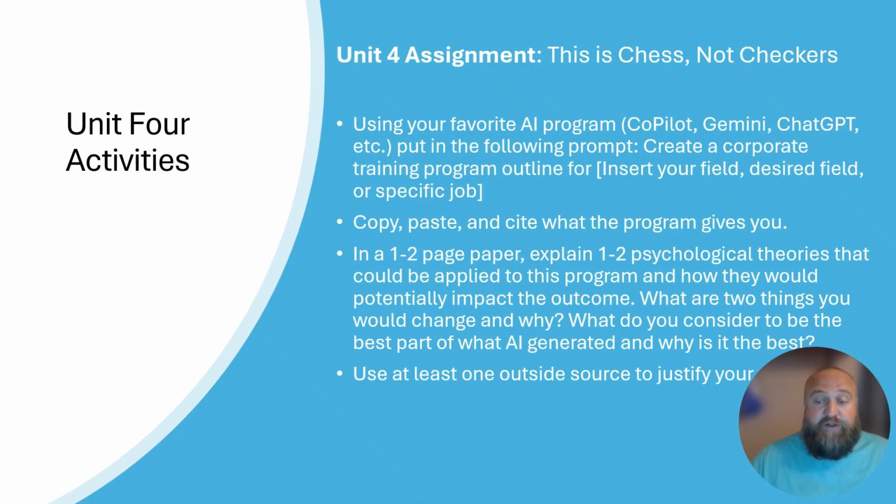Of course, if you do need additional help, I'm here, and then the Writing Resource Center with Herzing University is a wonderful resource as well. All right, so for this paper, title page, then we're going to copy and paste the prompt that is given to you. Then you're going to write a 1 to 2 page paper. In that 1 to 2 page paper, you're going to explain 1 or 2 psychological theories that could be applied to this program and how they would potentially impact the outcome. What are 2 things you would change and why? What do you consider to be the best part of what AI generated, and why is it the best?